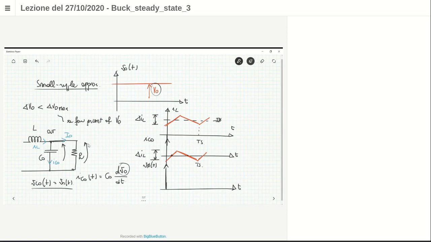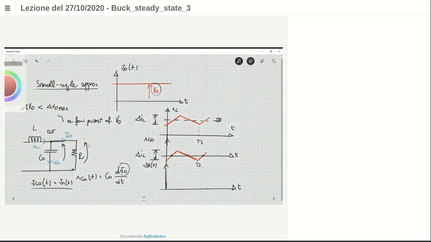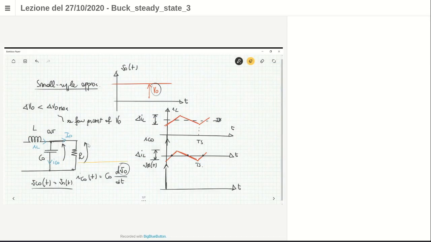Look at this point here, 1, 2, 3, anytime the current crosses zero. When the current is zero, it means that if you look at this expression here, the variation of the output voltage is null. So in this specific point we have no variation versus time. The rate of change of the output voltage is null. So here you have a horizontal slope.